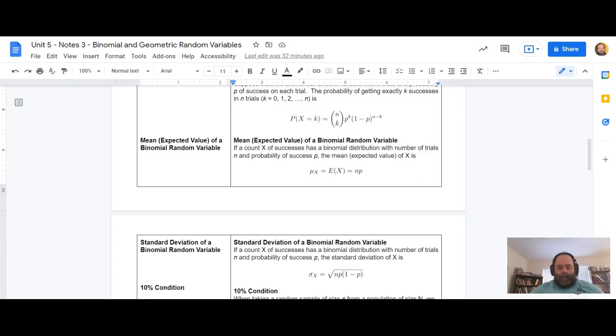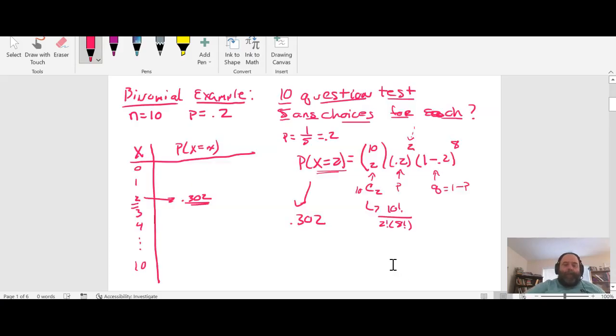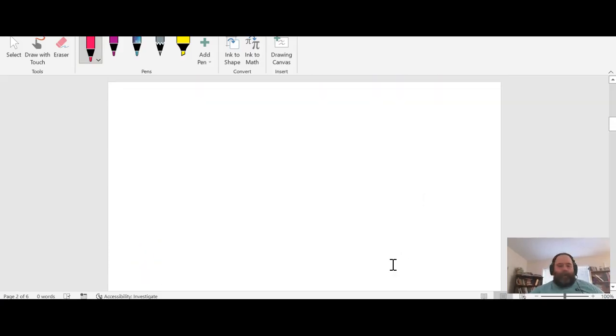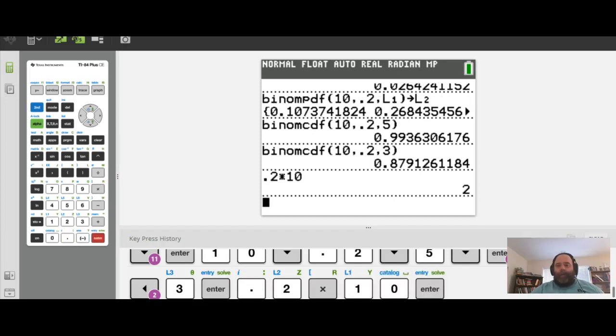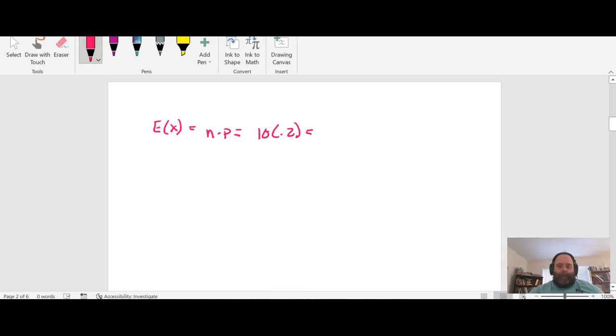So let's kind of take a look at how that works, right? One of the nice things about the binomial distribution is that the expected value in this case is just n times p, right? So if I have 10 trials with a 0.2 chance of success, and I say, okay, so what is 0.2 times 10? And that tells me 2, right? So if I have this, I would expect to get 2 correct, which makes sense, 20% of 10 is 2. So what's my standard deviation, right?